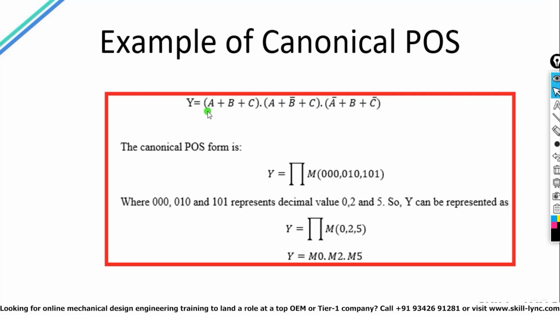How do we find the value of A plus B plus C? It will be 0, 0, 0. Why am I not taking 1, 1, 1? Because it is POS, and in POS, A stands for 0. So the values are 0 0 0, 0 1 0, 1 0 1. After that, taking all these binary values into decimal, it becomes 0, 2, 5. Finally, you represent it as y equal to pi capital M 0, 2, 5.